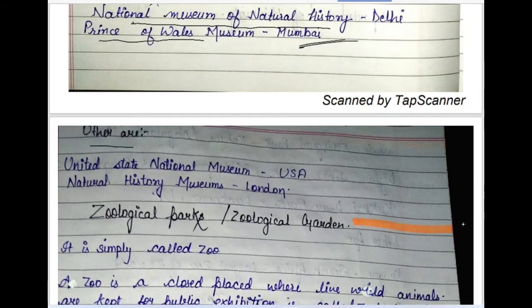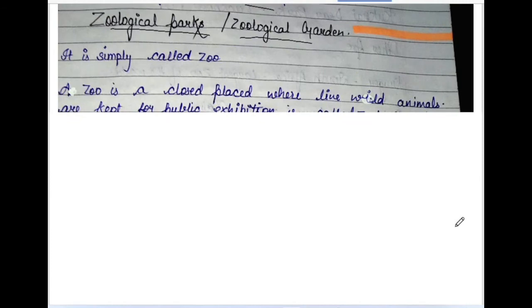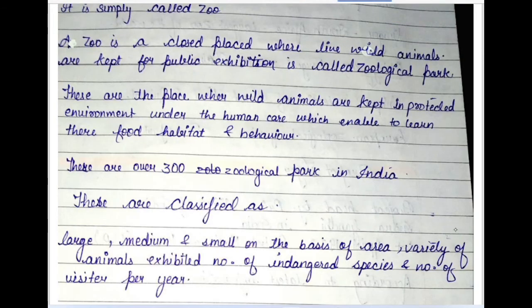Now others are the United States National Museum, which is present in the USA, and the Natural History Museum, which is present in London. Now our next taxonomical aid is the Zoological Park or Zoological Garden. It is simply called a zoo.